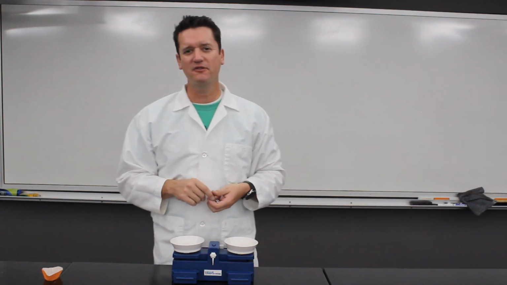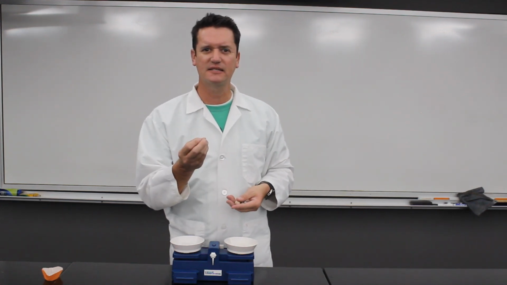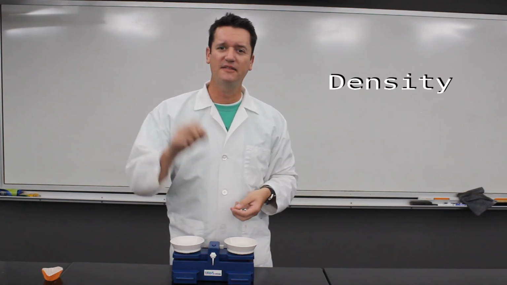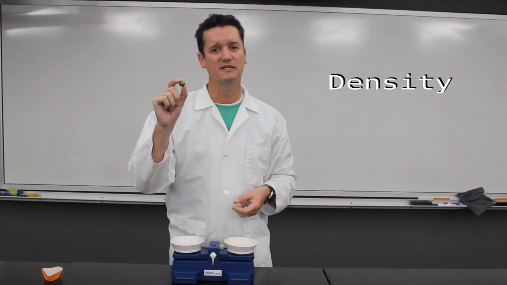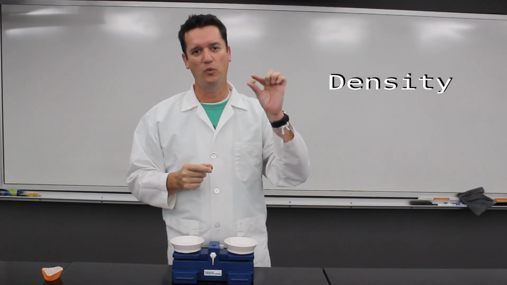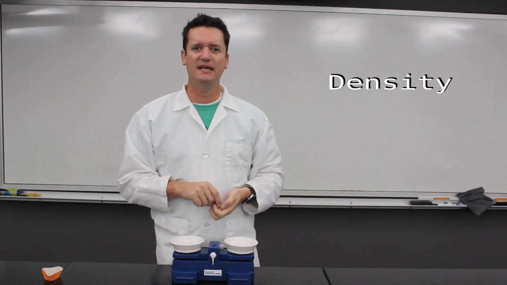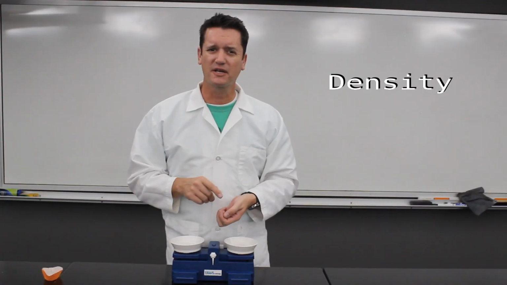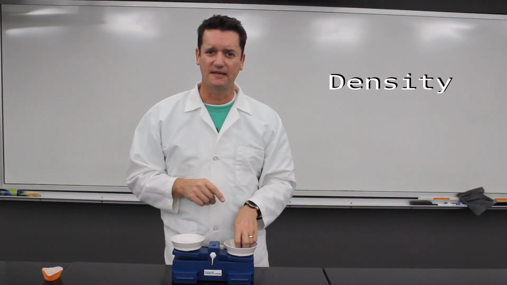We call the amount of matter packed inside something density. We would say that this brass ball is more dense than the wooden ball. Density meaning it has more mass packed into a smaller area, or in this case, the same size area. Let's take another look at something else that has to do with density.